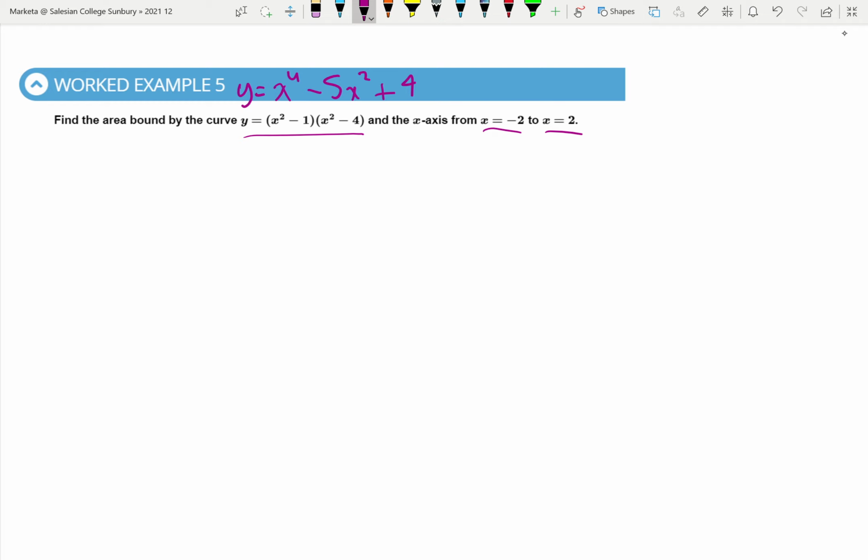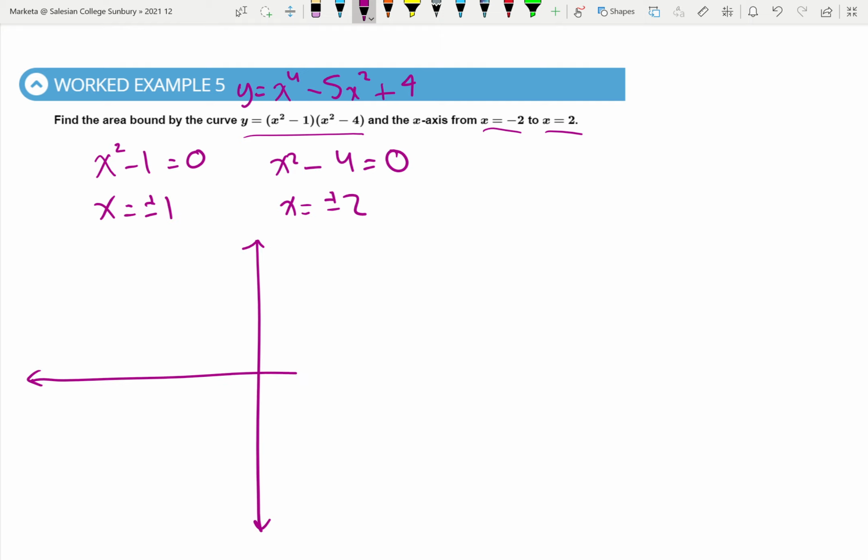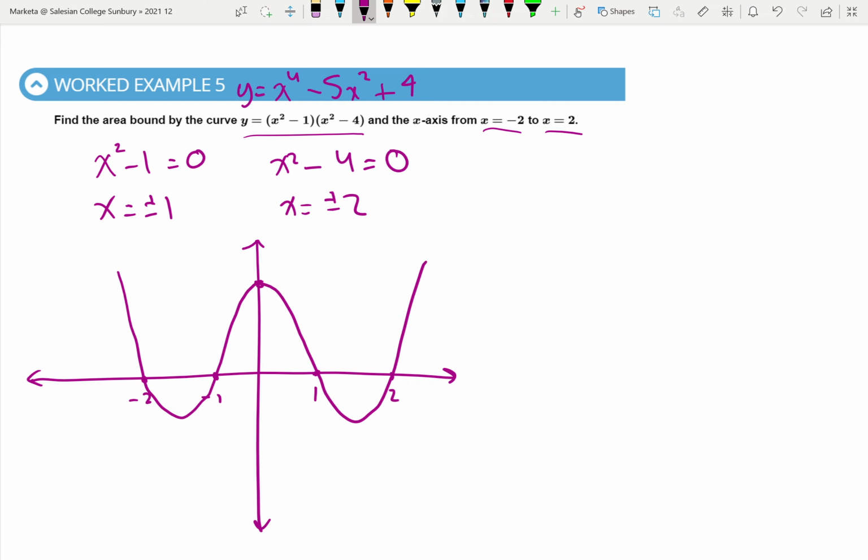So let's draw this. X-intercepts will be when y equals 0. So x can be plus or minus 2, and x can be plus or minus 1. And that graph will look like, let's see, neg 1 and neg 2, and 1 and 2. And it's a positive graph, so it will go like this.